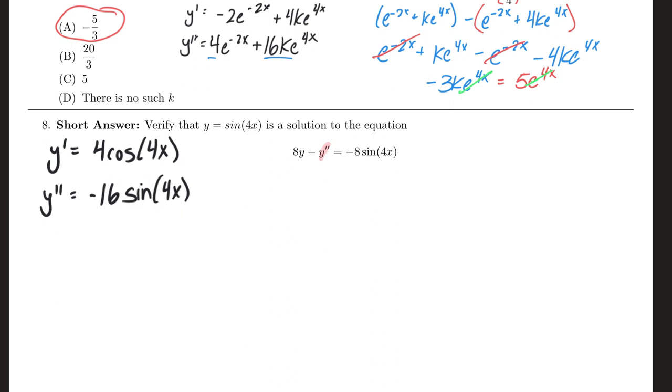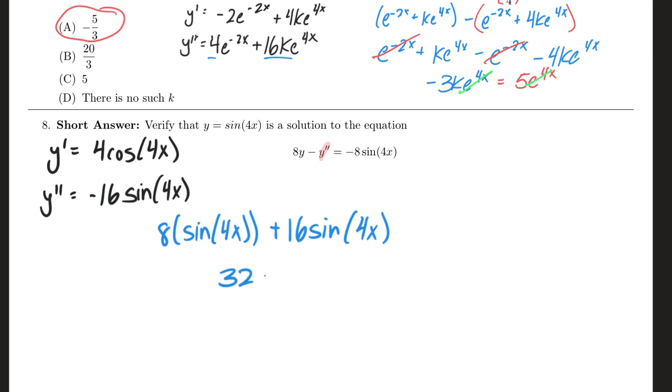Now we take those and plug them into our equation. So 8y is 8 times sine of 4x, minus y double prime is going to turn into plus 16 sine of 4x. All right, and combine those, you're going to get 32 sine of 4x. All right, and I think I must have made a mistake because this does not actually work out. So this, instead of negative 8, it should be 32.